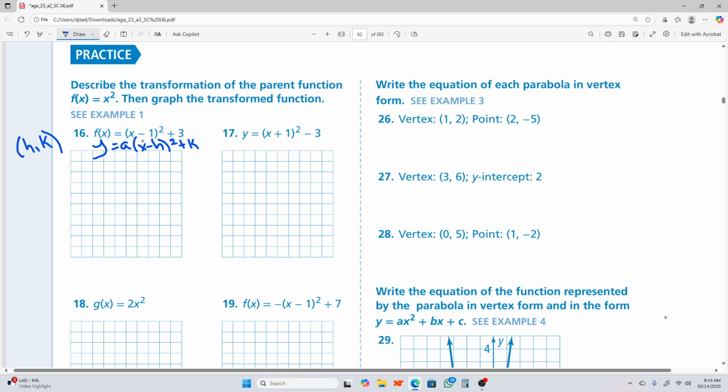And so if we look here, it says minus h, and this says minus 1. So our h, our x coordinate of our vertex, is going to be positive 1. And then our k, our y coordinate of our vertex, the formula says plus k, and we got a plus 3, so it's positive 3.